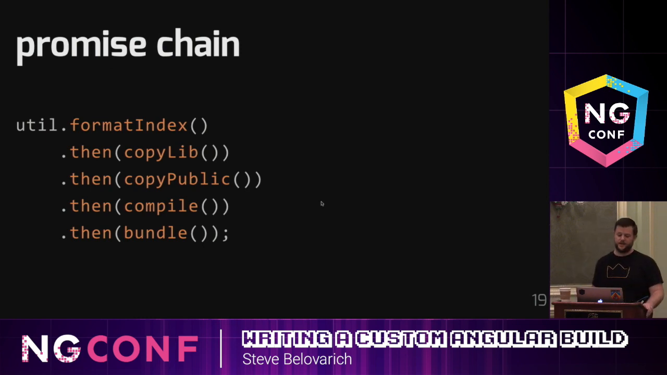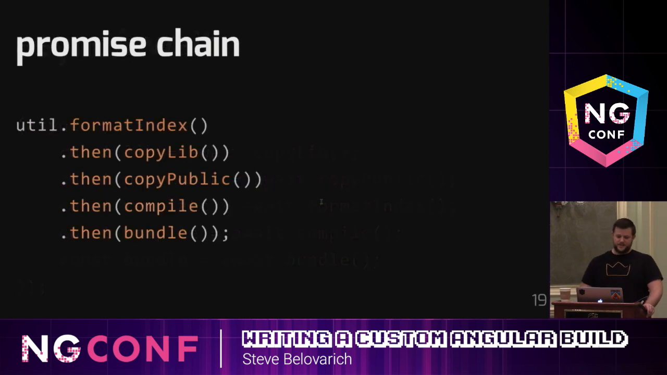We have this promise chain, right, where we have these utility functions, and we're going to format the index, and we're going to call then once that promise resolves. Then we're going to copy the library, copy public, and so forth. And this just ends up being very synchronous, right? This would take a long time.